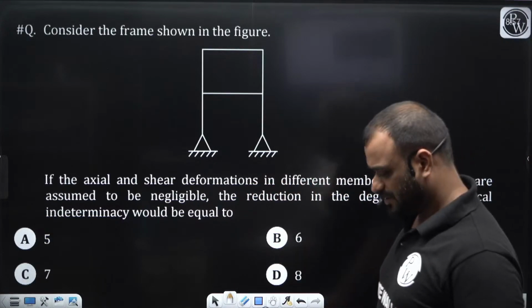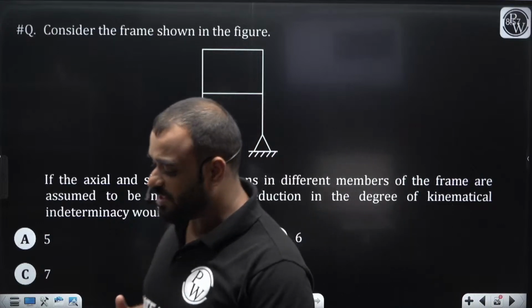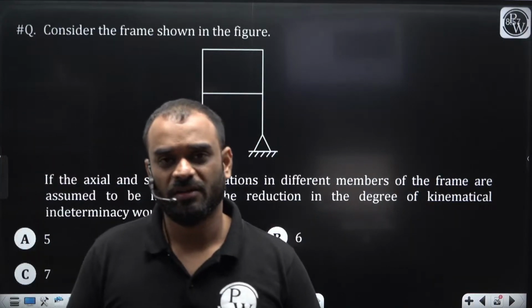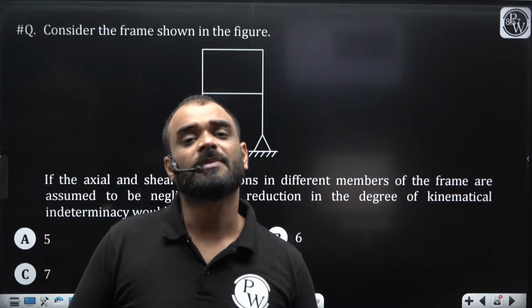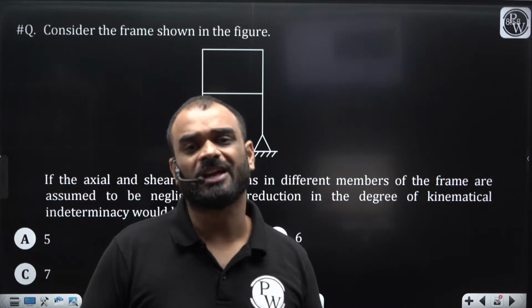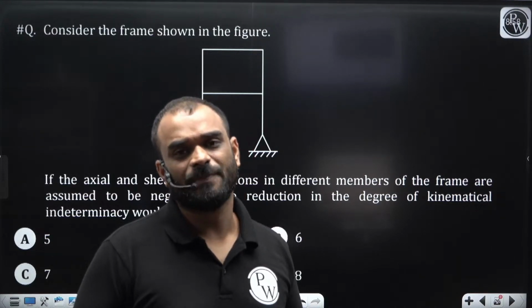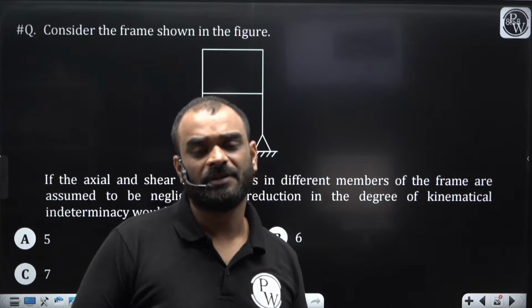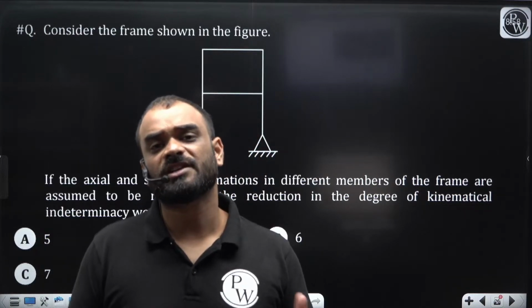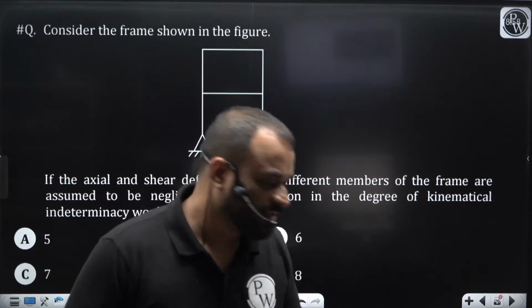So that means, let us suppose, guys, in the initial condition you have some value of DK, but after considering that the member is not having axial and shear deformation, that means the member is axially rigid. If it is so, then what will happen? You need to find out what should be the reduction in the value of DK, right? So it is very simple.